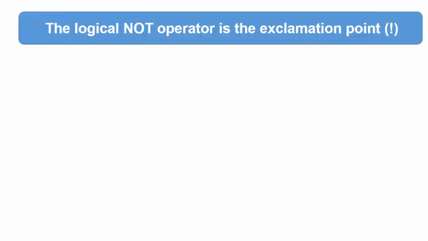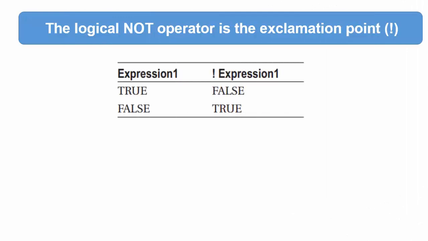The logical NOT operator is the exclamation point. This is the truth table. This table shows that the NOT operator inverts the logic of the expression. For example, the not operation of this statement is false as the expression k is equal to 2 is true, but the operator not has inverted the output.